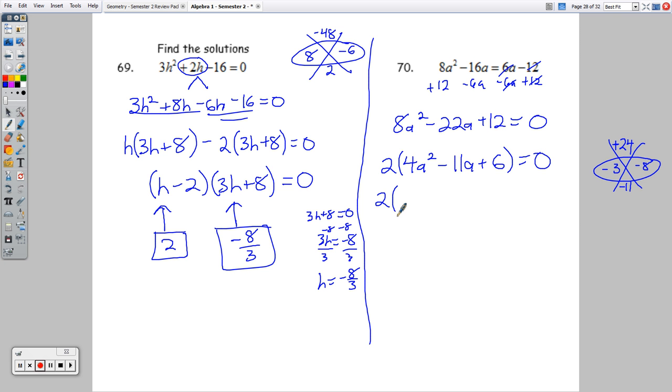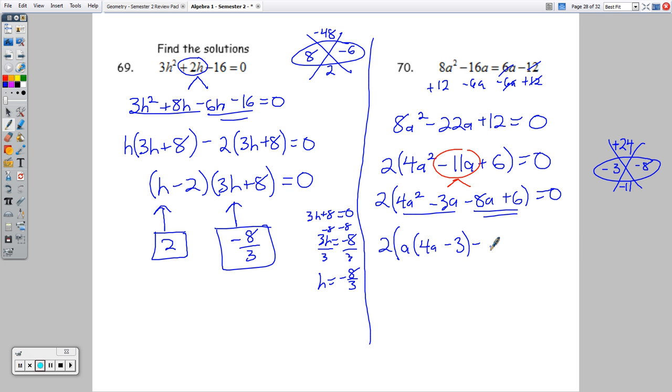And we're going to take that middle term again and split it up into those two as the factors. So break that apart. 4a squared minus 3a minus 8a plus 6 equals 0. And then use your grouping. So group those together, group those together. That 2 keeps coming down. Now you're going to take out an a out of those first 2. Take out a negative 2 out of those last 2, and that would be 4a still left, and minus 3.